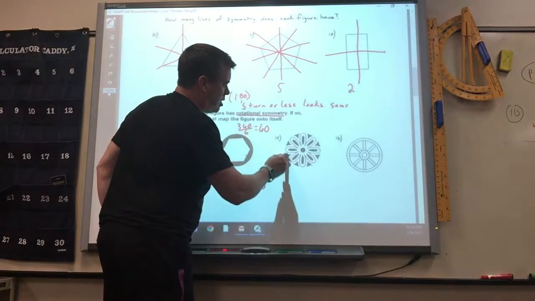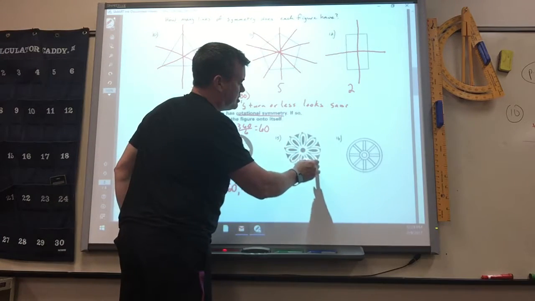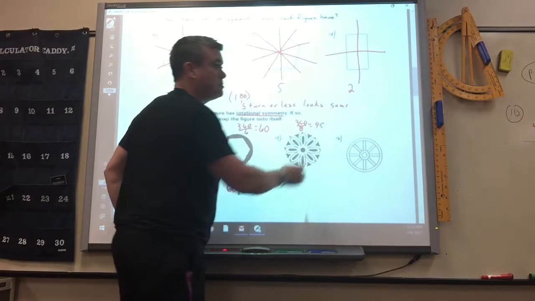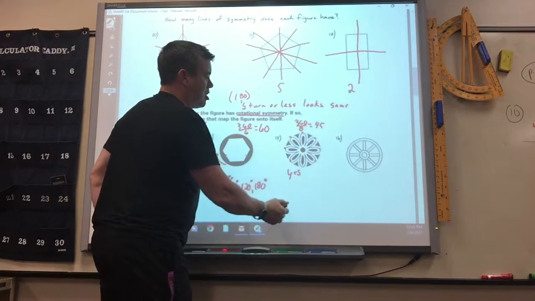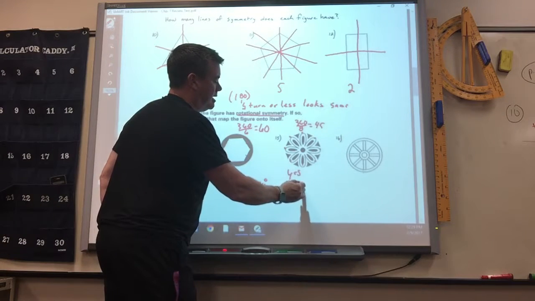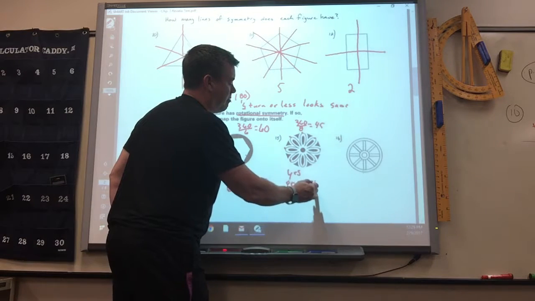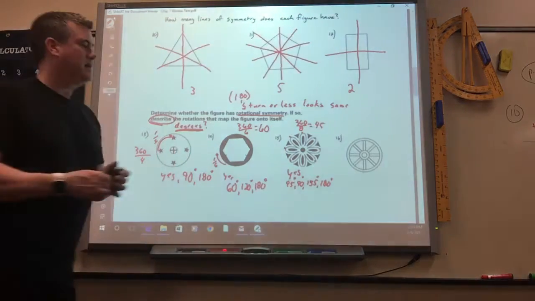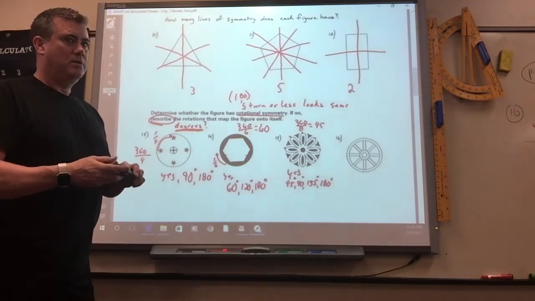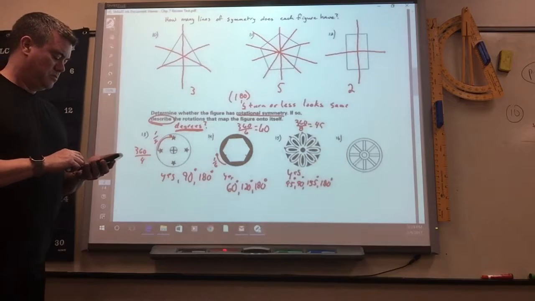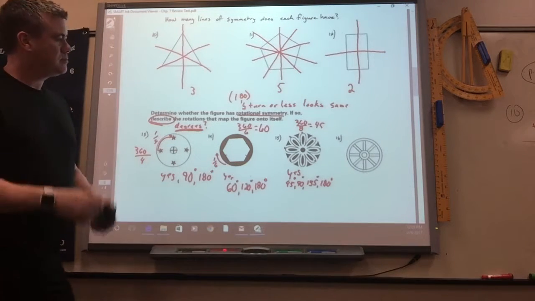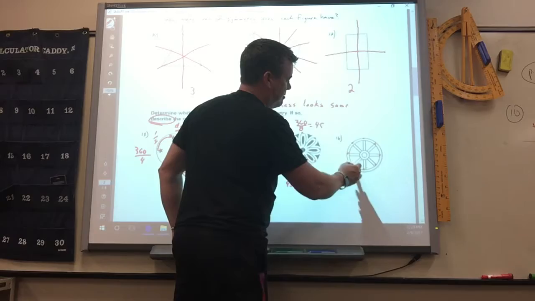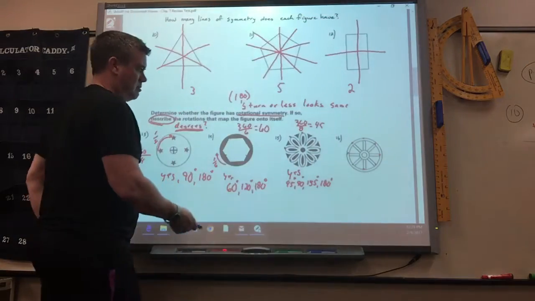Here, if we count, it's got 1, 2, 3, 4, 5, 6, 7, 8. So 360 divided by 8 is 45. Is that right? So it would have 45, 90, 135, and 180. What is it? 45? Yeah. And this one, 1, 2, 3, 4, 5, 6, 7, 8. So it's the same as this one, right?